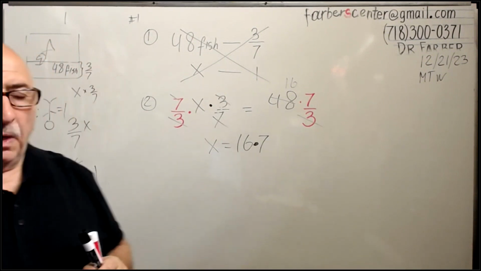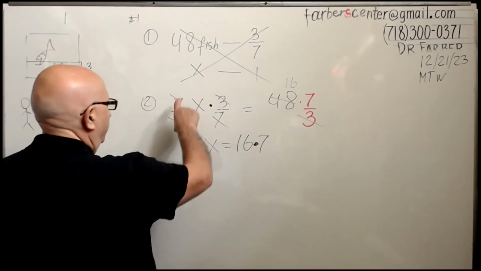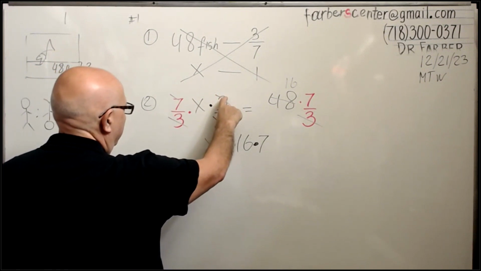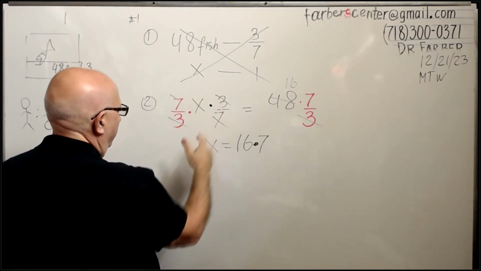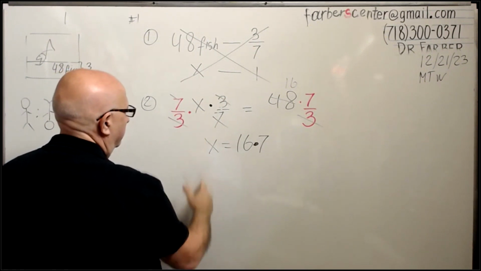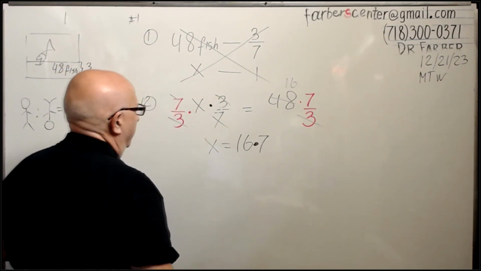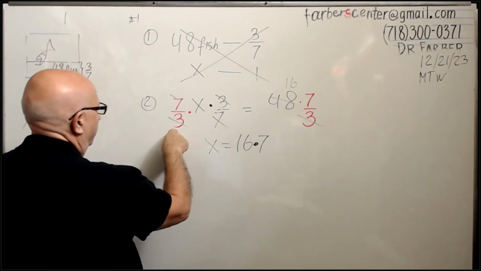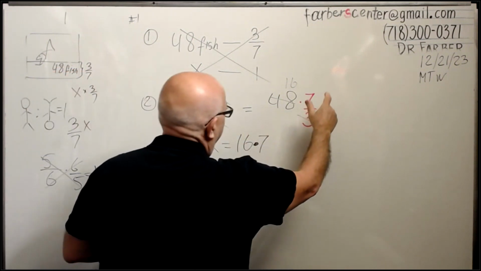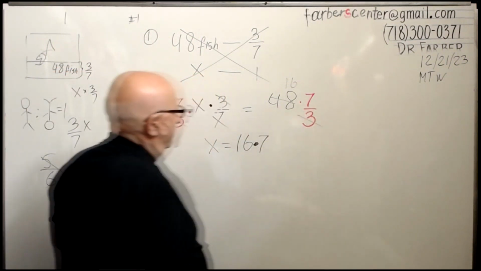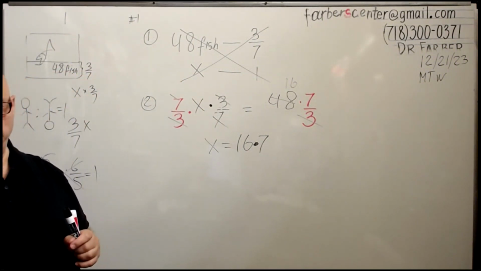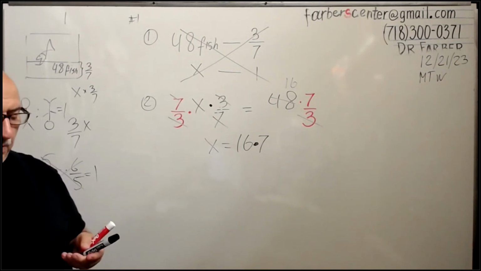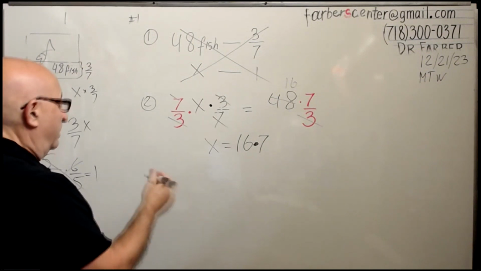Yes. And I know that the product of two reciprocals equals 1. 3 and 3 cancel out, 7 and 7 cancel out. I get easily 1x. But since I multiply the left part by 7 over 3, I must multiply the right part by 7 over 3. Did I answer your question? Yes. Good. Next step, step number 3.